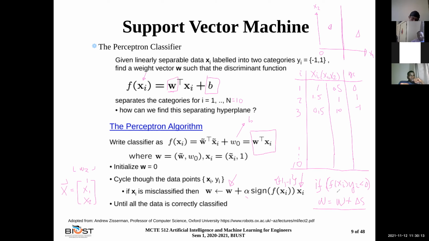Why is it that f of xi times yi less than 0 is considered to be a misclassification?